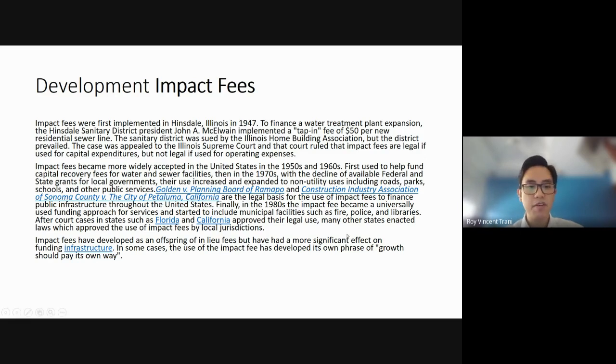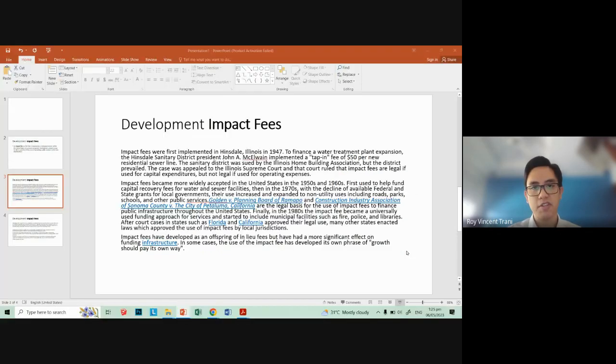So impact fees have been developed as an offspring of in lieu fees. So these are a different kind of fee. We won't go much into this, but impact fees have had a more significant impact on funding infrastructure. In some cases, the use of impact fees has developed its own phrase: growth should pay its own way. Basically, if a city needs to grow, the people who facilitate that growth need to make sure that they install the proper public infrastructure.